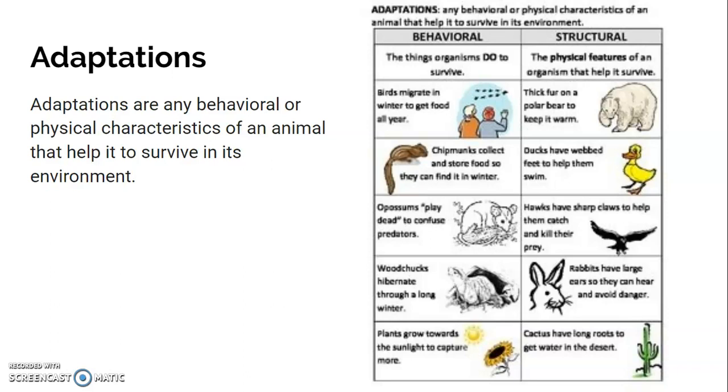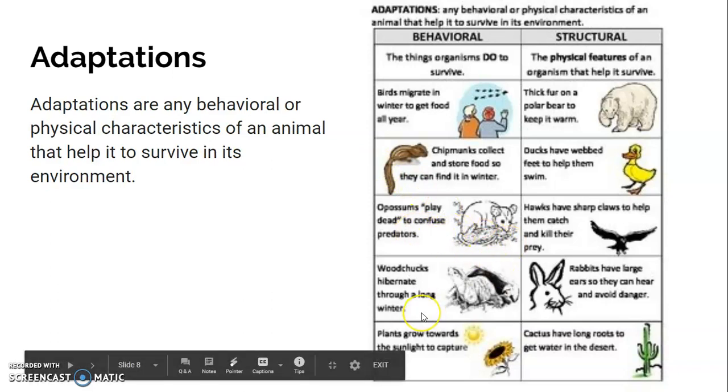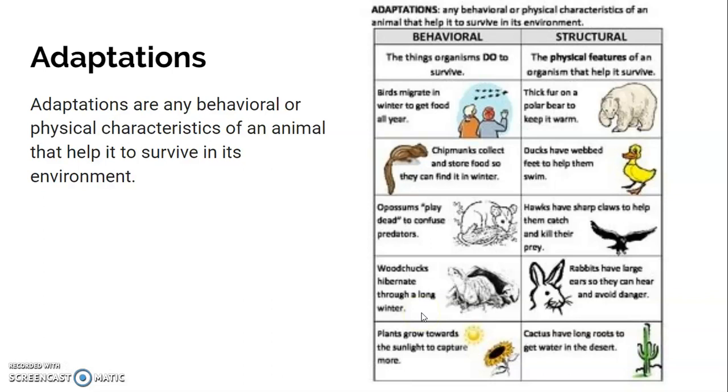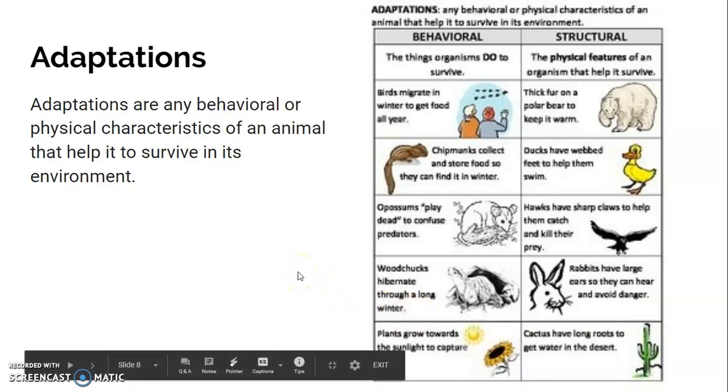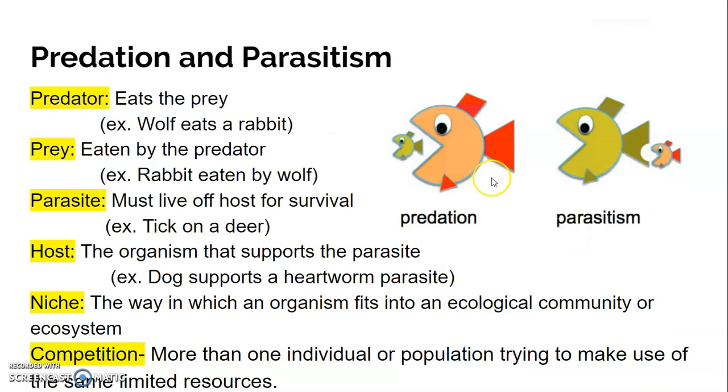Well, of course, it's because it helps them blend into the snow, right? So there's a lot of different adaptations that animals have and we have as humans. Ducks have webbed feet to help them swim. Hawks have sharp claws to help them catch and kill their prey. Rabbits have large ears so that they can hear and avoid danger. And cactus have long roots to get water in the desert. And of course, you know that they store that water for a long period of time that they can use later.